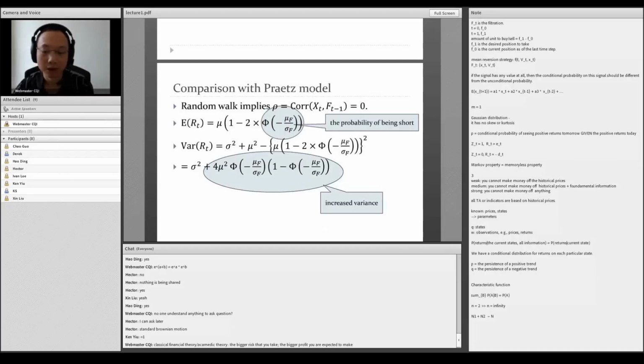By the way, what are the conclusions? First of all, it says that the more often you go short, the less money you are expected to make. Okay, you see here. So let me type.